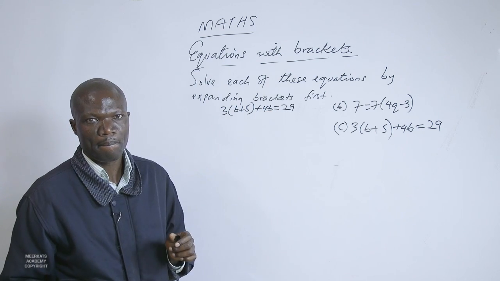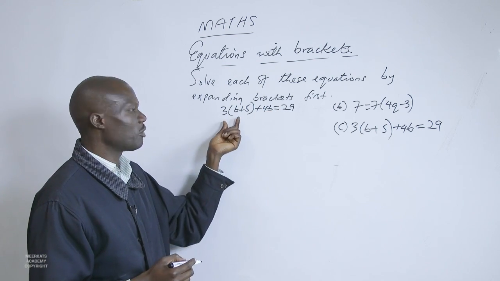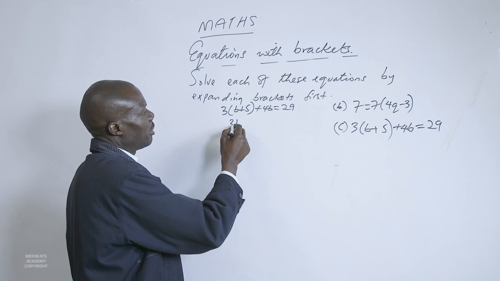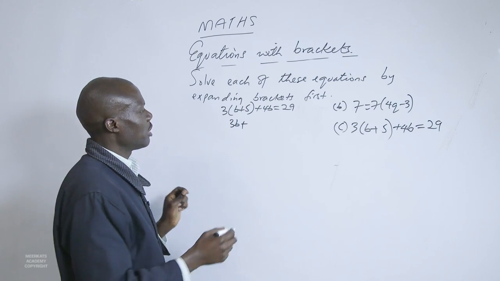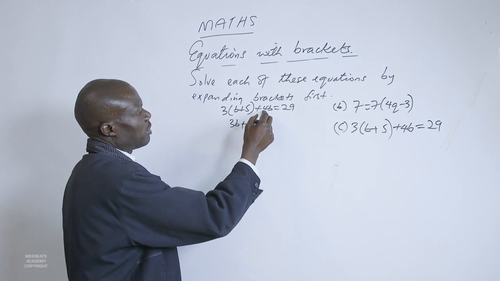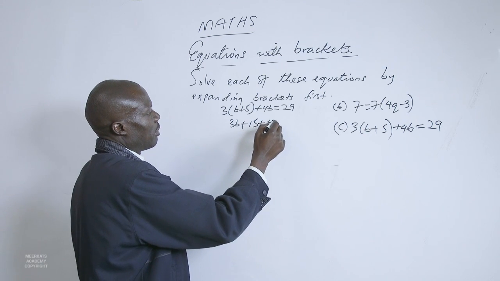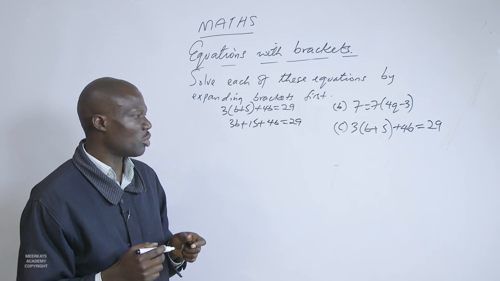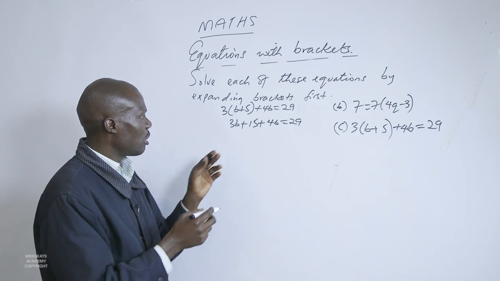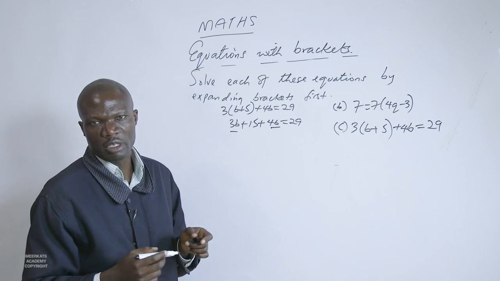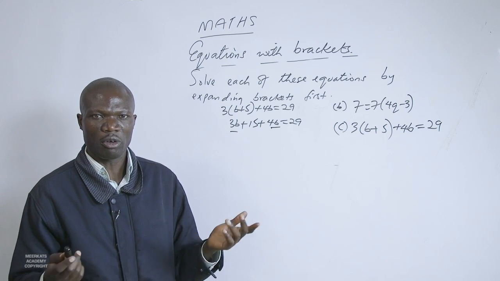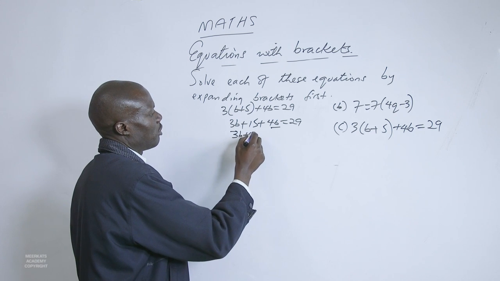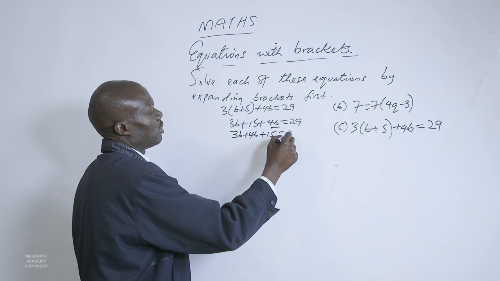Using distributive law, you have to open this, and that will mean that 3 by b is 3b, plus 3 multiplied by 5, that gives us 15, plus 4b will remain, and then equals to 29. When you look at this, we should be able to collect the like terms, and we have a 4b here, we have a 3b here, both of them are positive, you can add them together. So this one will be 3b plus 4b plus 15 equals to 29.